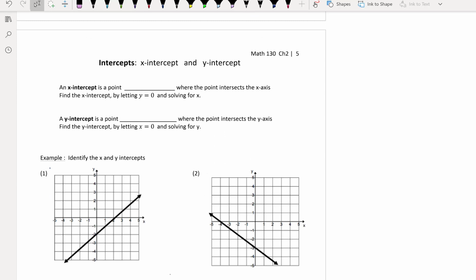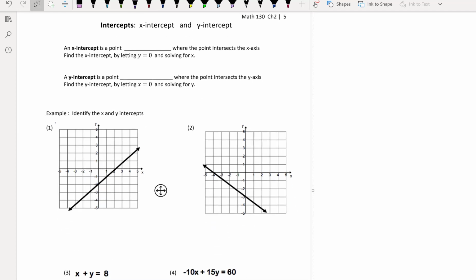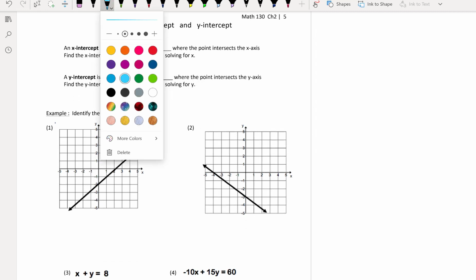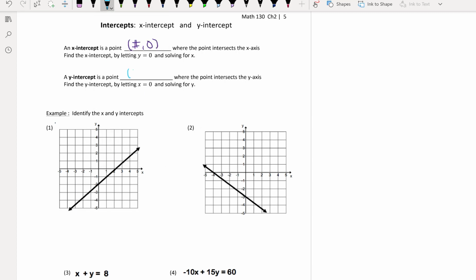Now, let's talk about intercepts. I have the x-intercept and I have the y-intercept. The x-intercept is a point where the graph intersects the x-axis. Find the x-intercept by letting y equal 0 and solving for x. So it's a point where I have some number for x and 0 for y. For the y-intercept, I have 0 for x and some number for y, and it's the point that intersects the y-axis.